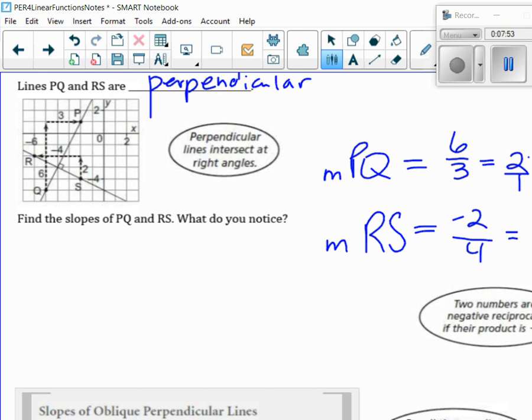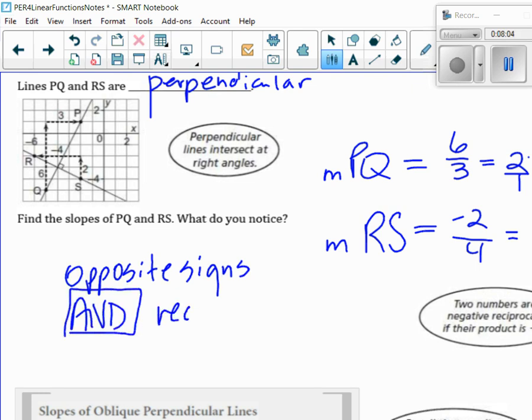So they are opposite signs and reciprocals of each other. So there's 2 things going on. They're reciprocals and they have to have the opposite sign. Sometimes they try to trick you on a multiple choice and they'll give you that the slope is 2 and the other slope is 1/2. They're reciprocals, but they're not the opposite signs, right?